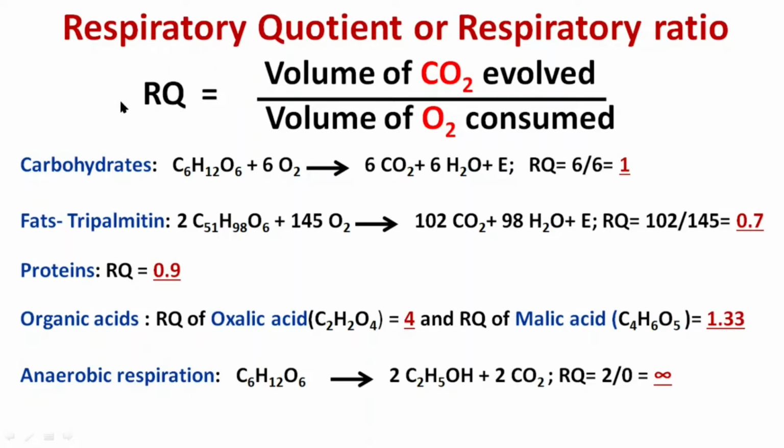In living cells, different molecules can act as respiratory substrates. It may be either carbohydrates, fats, proteins, or organic acids. Though different respiratory substrates are available, usually cells prefer carbohydrates. Even in carbohydrates, different types are available. Though different types are available, glucose is the most preferred respiratory substrate in living cells.